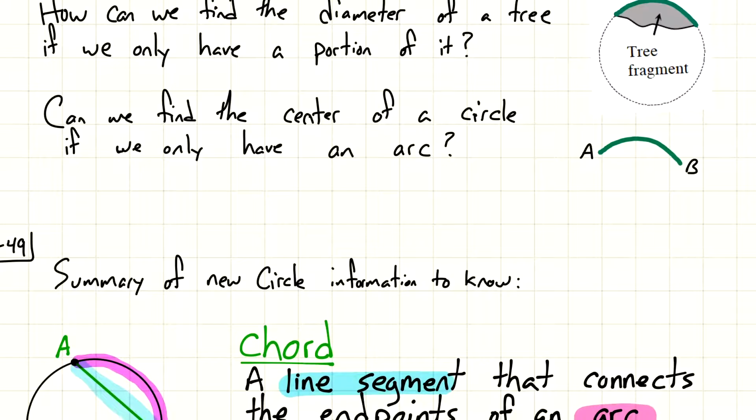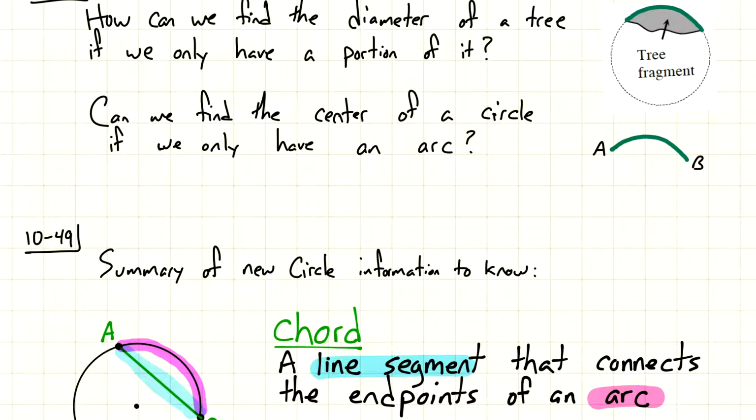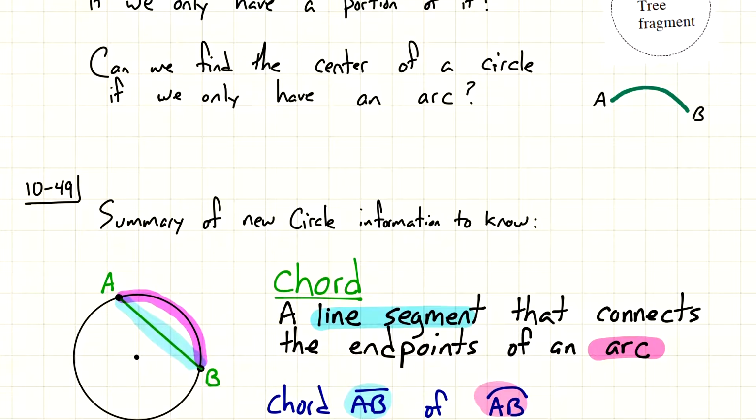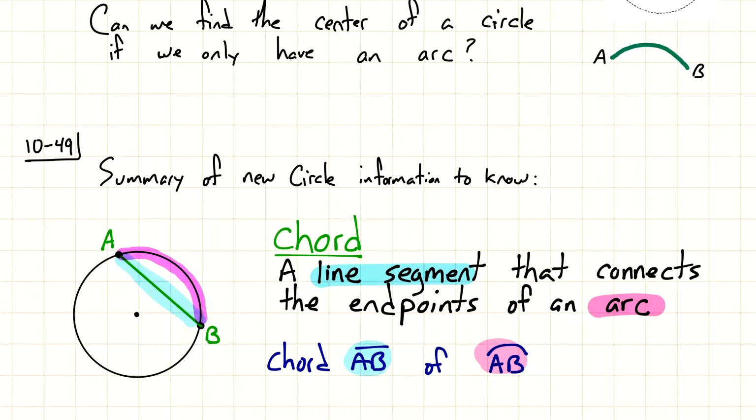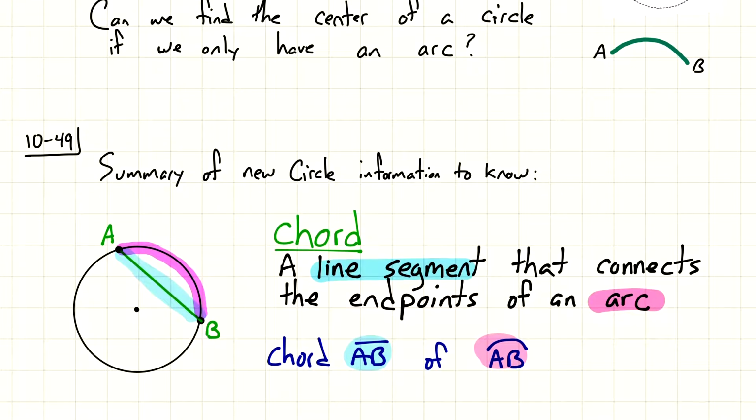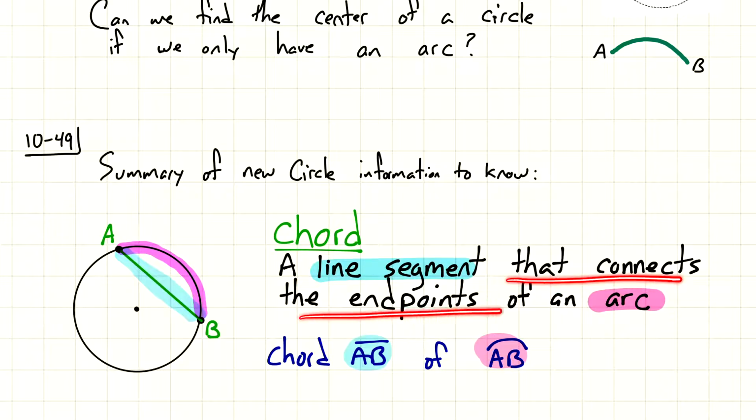All right, so I'm going to just throw at you some words and definitions that we need to know moving forward, and then we'll practice a couple problems using this knowledge. So here's a summary of some new circle information you need to know. The first is chord, which is really the title of our lesson, Introduction to Chords. So we are familiar with circles, and we are familiar with arcs. Now, a chord is a line segment, so a straight line that connects the endpoints of an arc.